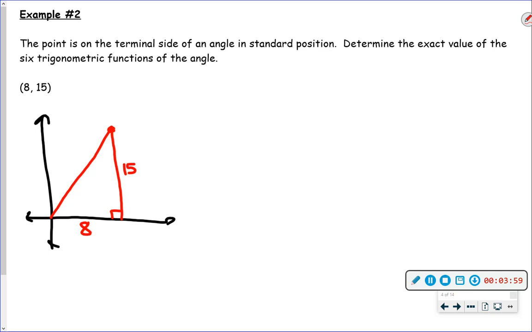So of course you need to find the hypotenuse, or maybe you know this one. This is a Pythagorean triple, 8, 15, 17. And I'm going to label this theta. Again, I don't care, 30, 60, something else. We're after all of the sides.